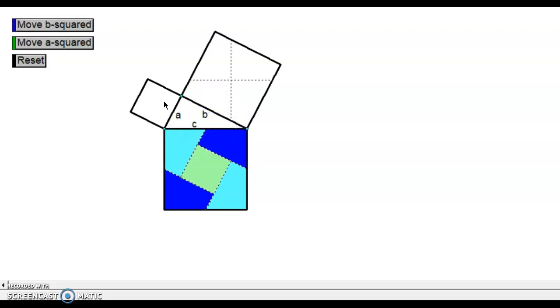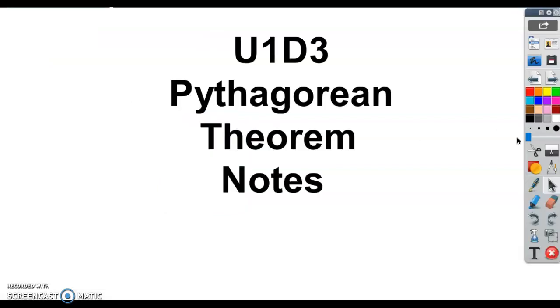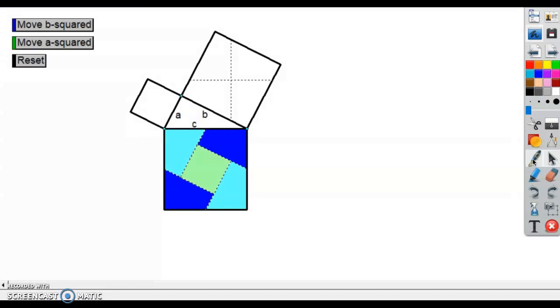The area of this box right here is this length times this length, the length times the width, right? So the area inside here is A squared, because this side is length A and this side is also length A. So the area is A squared, and we moved it right to the center.